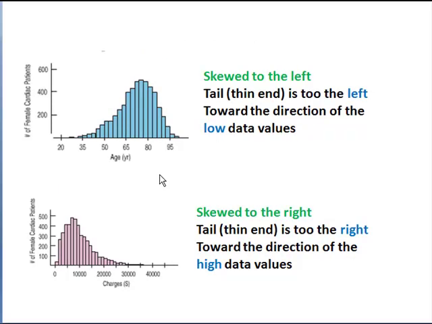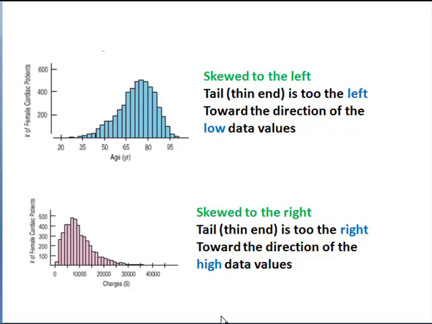Contrast this to these two histograms. A line through the center of the blue histogram would have more area to the left than to the right. There is a thin tail that stretches to the left. This is because there are some unusually low data values. We call this histogram skewed to the left, in the direction of the tail.